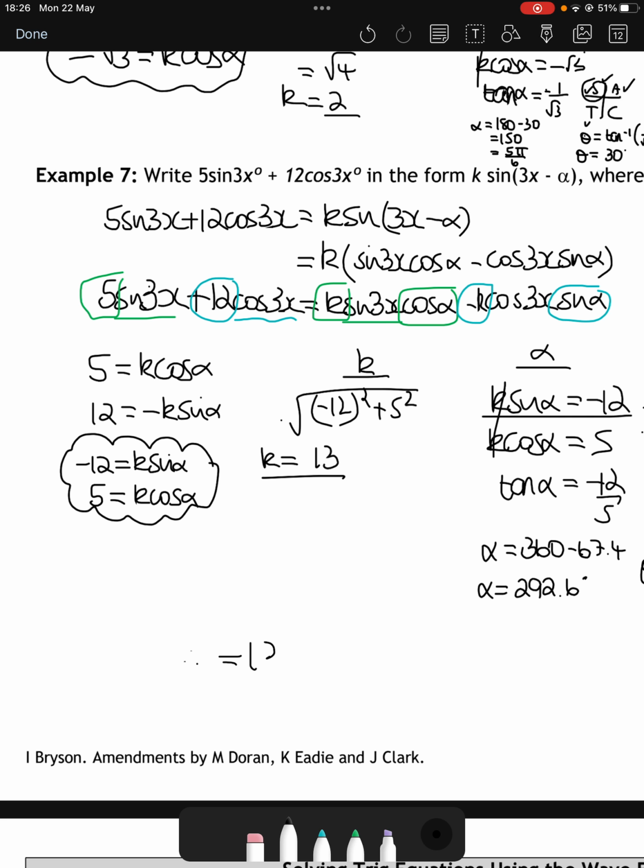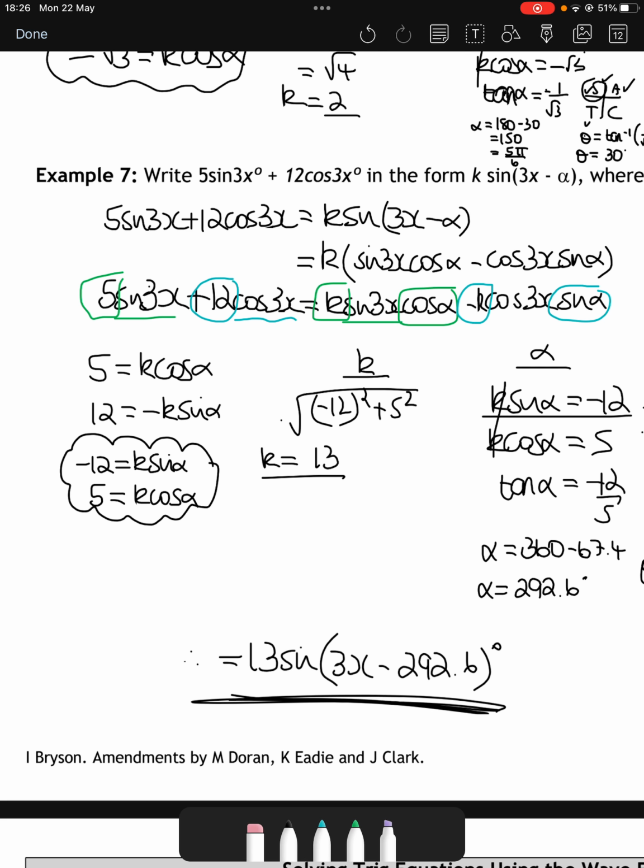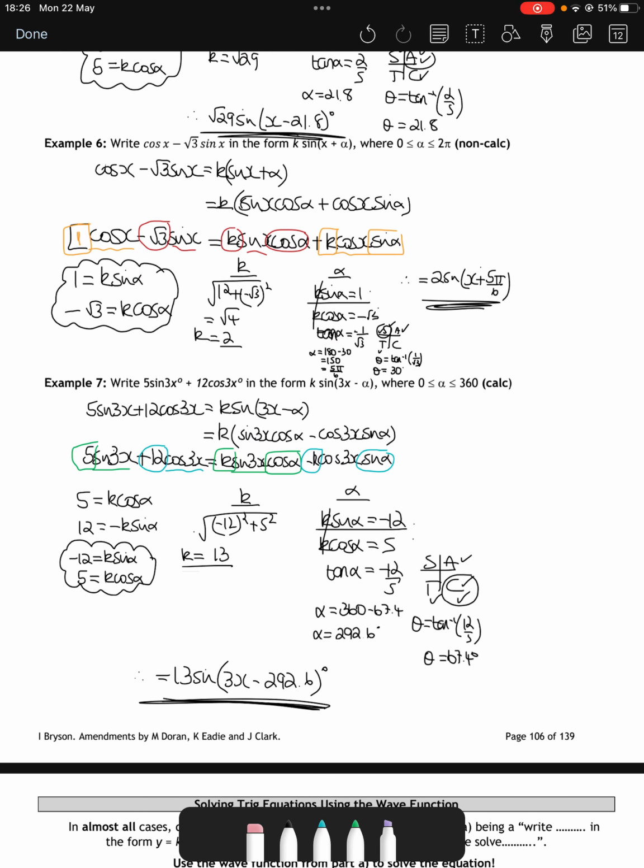So finally, answer, therefore, what do we have? K is 13 sine. Again, look back up at the question, it's a 3x minus alpha. If you forget about the degrees, don't worry. The main thing is that we've related it back to the question. So that is your wave function. So sine and cosine expansions, then the rest of it is just working through your steps.